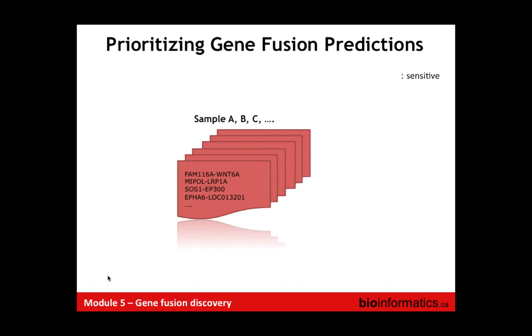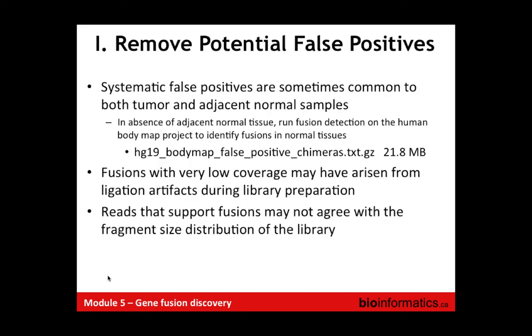So a big issue, like I said, is prioritizing the gene fusion predictions. You're going to run this and you're going to get a ton of potential fusions. The first major task is to remove false positives. One thing you can do, if you're fortunate enough to have normal samples, is to exclude fusions that are predicted in the normal, if you're looking for tumor-specific events.